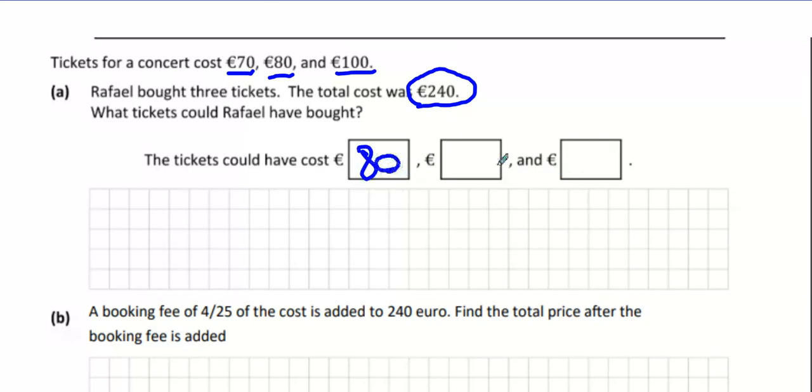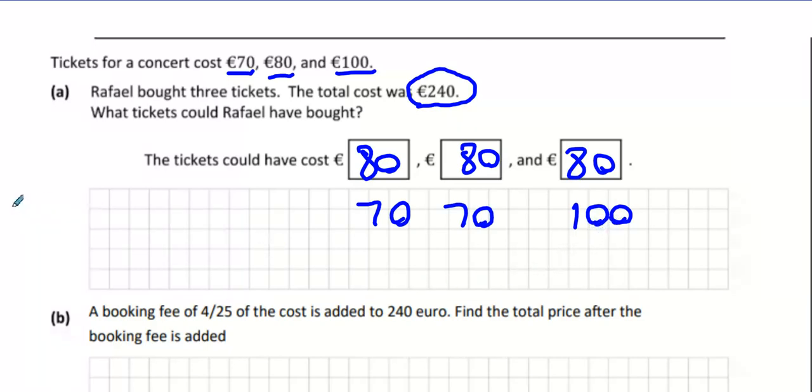Three 80s. 80 plus 80 plus 80. Anybody get a different answer that also works? Yes. Two 70s and 100 will also work. Good job. Is that all right?